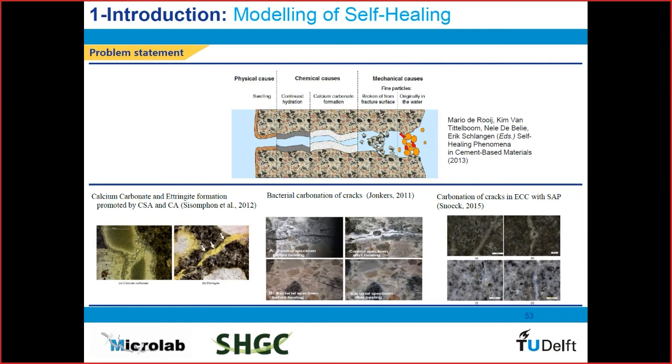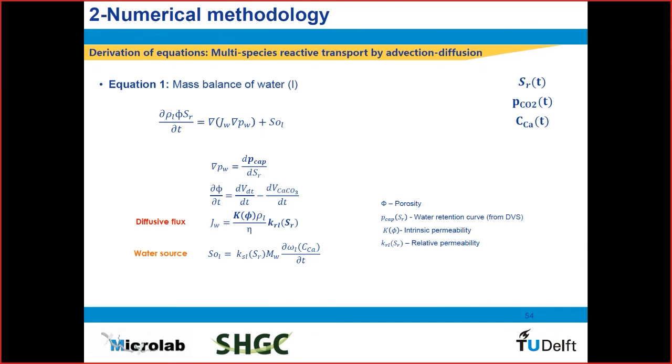Examples of such self-healing mechanisms can be the addition of crystalline admixture, where basically you add a further amount of calcium ion source. We can mention as well the addition of bacteria to promote crack carbonation, and the joint action of PVA fibers and superabsorbent polymers. So in order to model carbonation, you need this time a little bit more complex system.